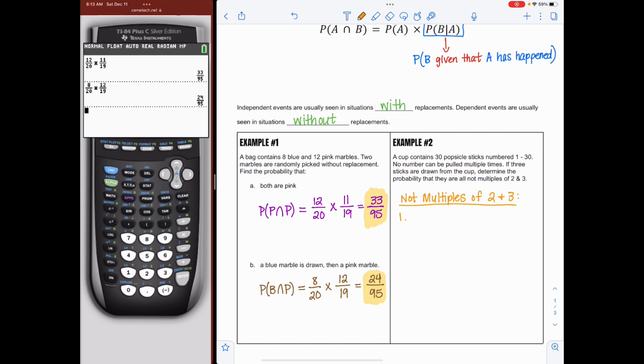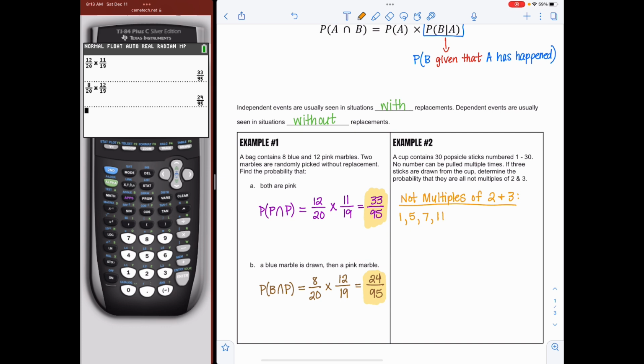2 is a multiple of 2. 3 is a multiple of 3. 4 is a multiple of 2. 5 is not a multiple of either one. 6 is a multiple of 2 and 3. 7 is not a multiple of either. Then we have 8. That's a multiple of 2. 9 is a multiple of 3. 10 is a multiple of 2.